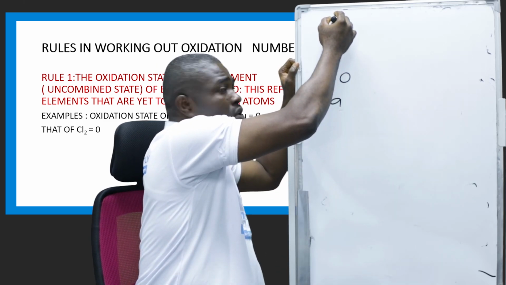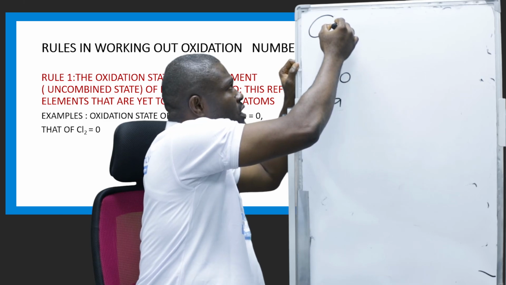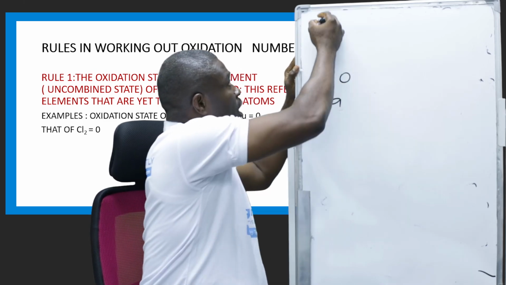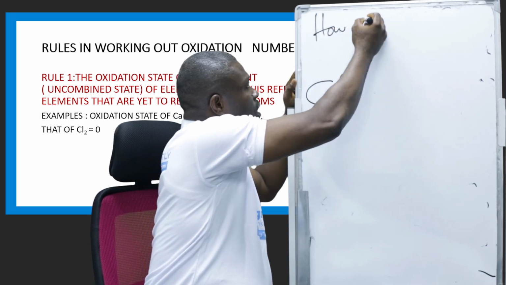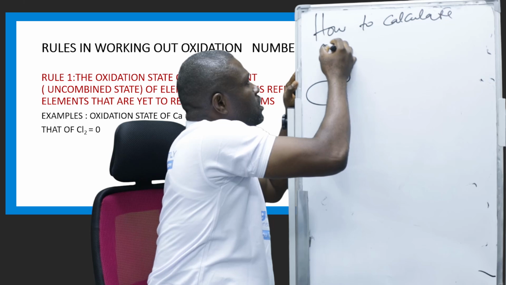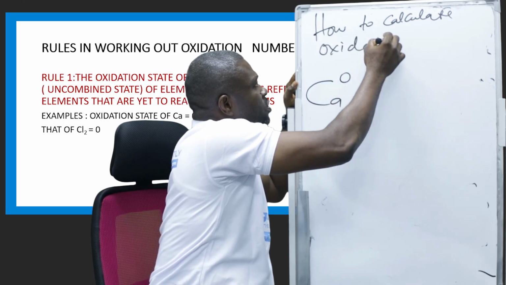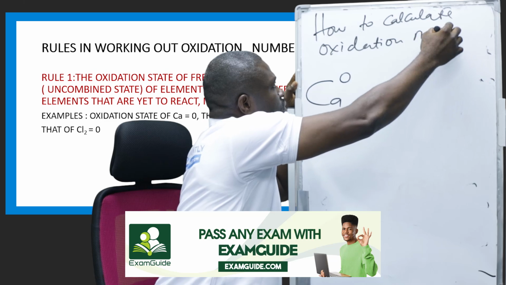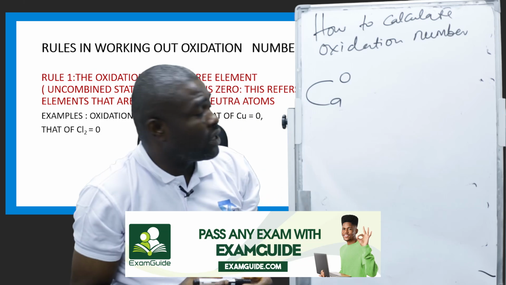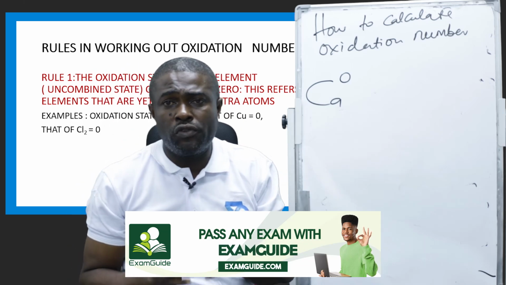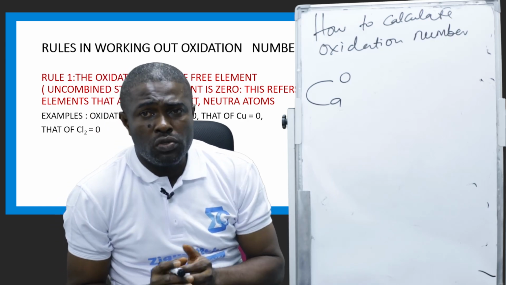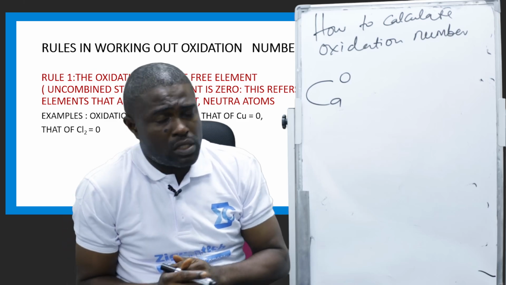Remember what we are doing? We are calculating oxidation number. How to calculate oxidation number? Well, taking it one after the other, considering a set of rules that are being mapped out that you must follow to do justice to this.